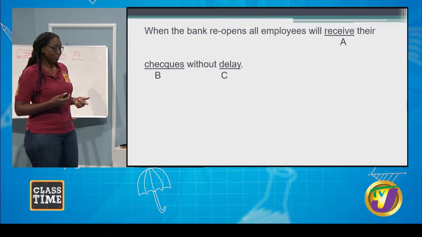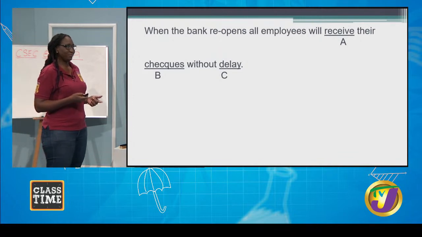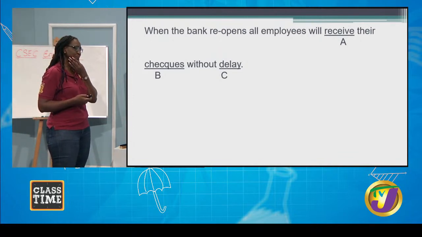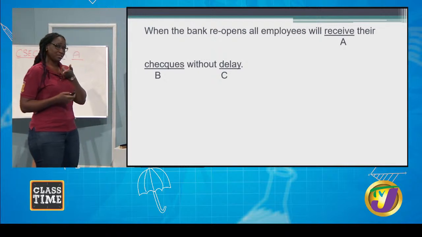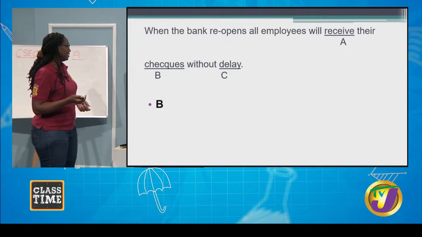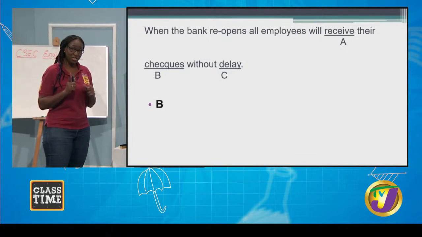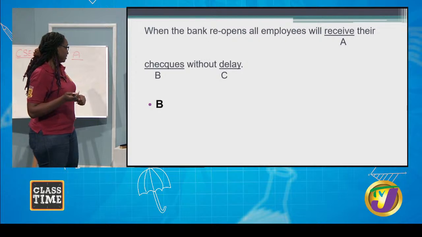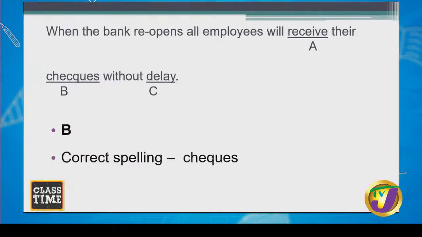Yes, we do have a spelling error in this one. Where is it though? Is it receive? Is it checks? Is it delay? Let's look. So the issue is with checks. Checks is spelled wrong. How do we spell it? What is wrong with it? All right, very good. So there is only 1 C in checks, and that's at the beginning of the word. So there is no C before the Q. So very good if you picked up on that one. So let's see the next sentence.